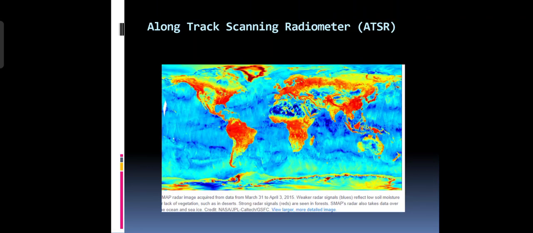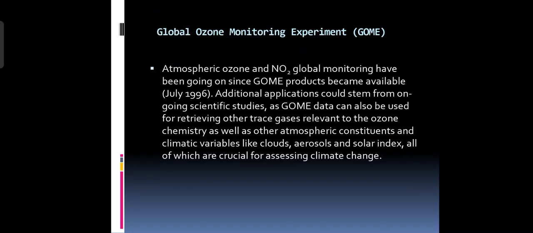This is the result of the Along Track Scanning Radiometer, which shows the soil moisture or lack of vegetation in different colors. Now, the Global Ozone Monitoring Experiment. Atmospheric ozone and nitrogen dioxide global monitoring have been going on since GOME products became available. Additional applications could stem from ongoing scientific studies.